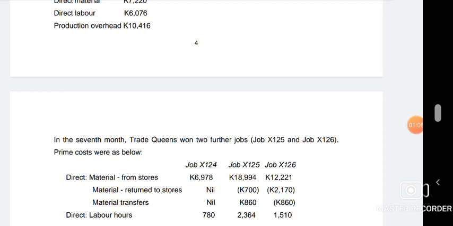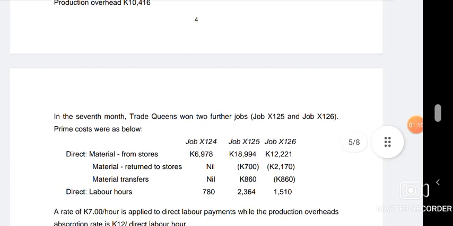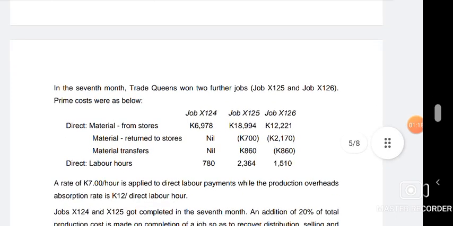You have the direct materials, you have materials from stores, transfers and the like, and we have to understand how we treat all this, which will be explained in this very video. A rate of 7 kwacha per hour is applied to direct labor payments, while the production overheads absorption rate is 12 kwacha per direct labor hour.